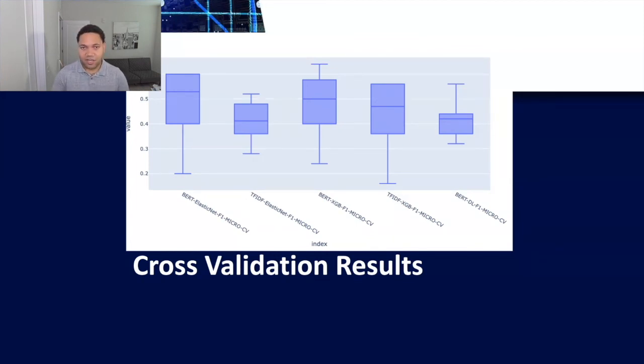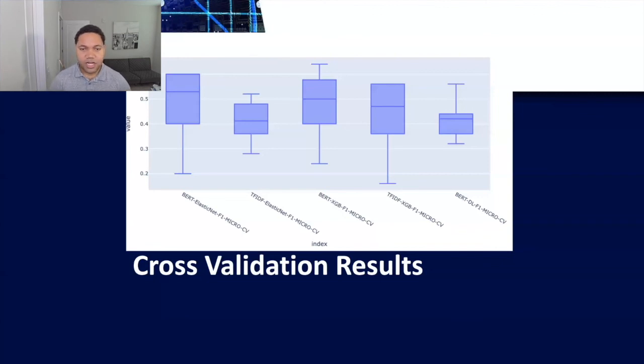F1 score is a combination of those two, and this is the breakdown here. Higher is better. As you can see with the BERT elastic net, which I showed you before, it actually performed pretty well. If you look right next to it, which is TFIDF elastic net F1 micro, that actually doesn't do well. You can see that the score barely reaches over 0.5, and that's the maximum. And that's pretty sad, but that's something I kind of expected given the cons I described earlier.